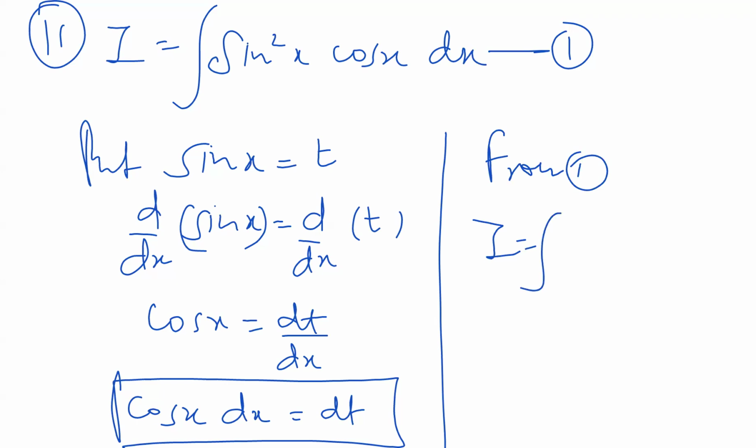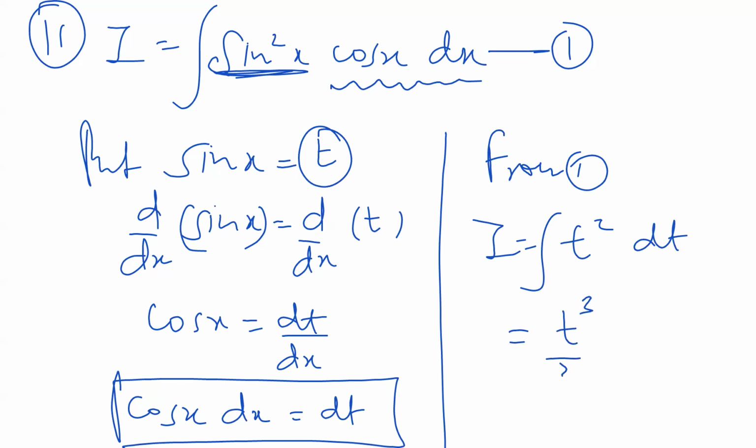From 1, sin x is t, so this will be t square. Cos x dx is dt. So t raised to 3 by 3, because of the x raised to n formula, and then replace this t with what? Sin x. So this will be sin x the whole cube upon 3 plus c. Okay. Question number 12.